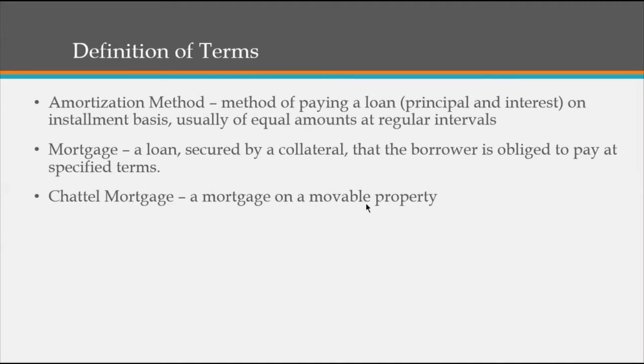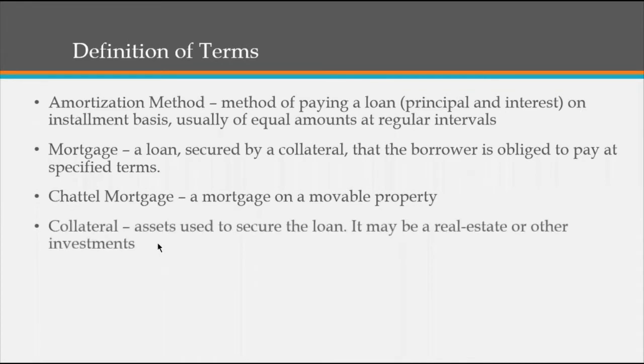So, kapag ang gagawin mong collateral ay movable property, chattel mortgage ang tawag. Mga sinasabing movable property, halimbawa, ang iyong collateral ay sasakyan, di ba? Yeah, movable yun. O kaya yung mga appliances, mga movable yun. So, chattel mortgage. Collateral: assets used to secure a loan. It may be real estate or other investment. Kuha natin yung definition nito kanina.